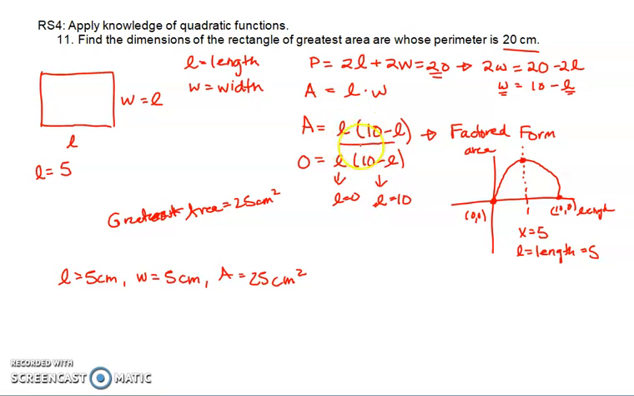But by recognizing this is in factored form, that allows you to find your x-intercepts, and then you know your axis of symmetry is right in the middle. So that's how I set up question number 11. I have my picture, define my variables, write my equations, solve one of my equations, substitute it into my equation, and then use my concepts of this chapter. Okay, let's look at question 12.